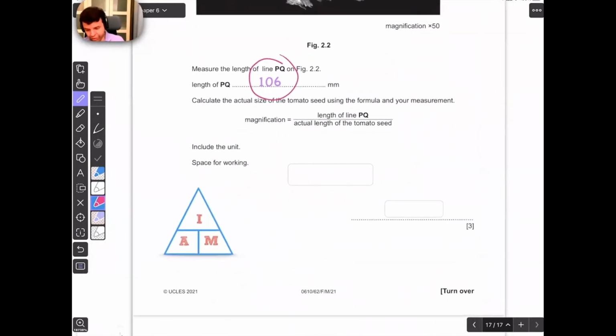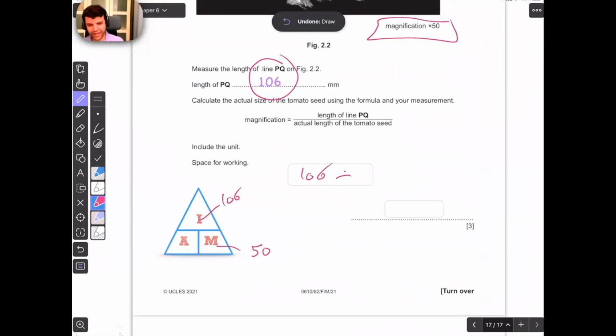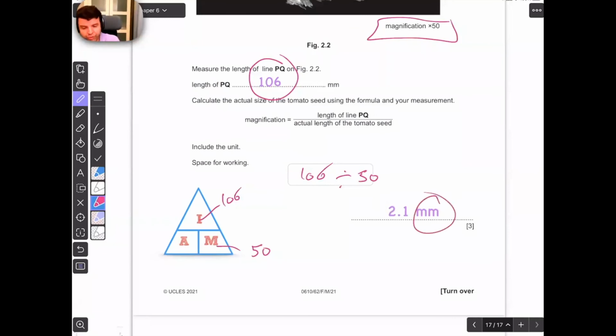How do we find the actual size? The actual is always the image, 106, divided by the magnification. Magnification is 50. So how much is it going to be? 106 divided by the magnification, 50. We're just going to keep the number the way it is. So that would be like 2.1 millimeters. Okay. Why is it millimeters? Because we've done the first measurement in millimeters as well.